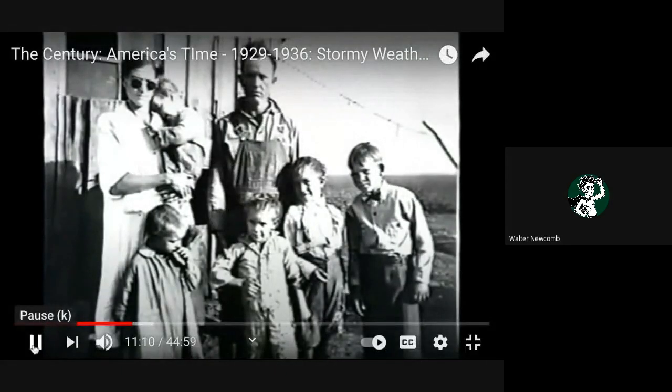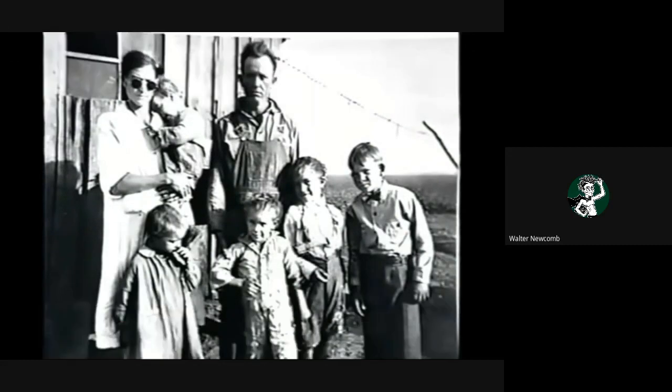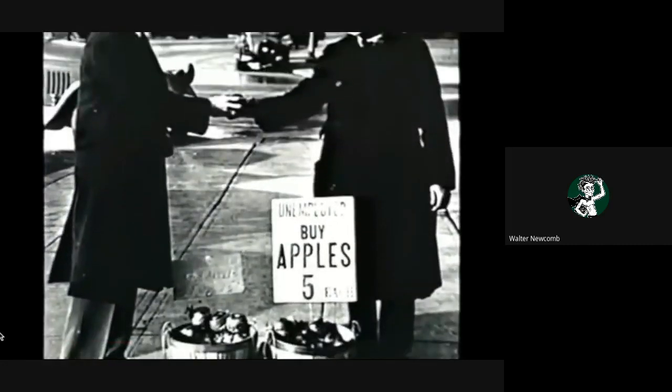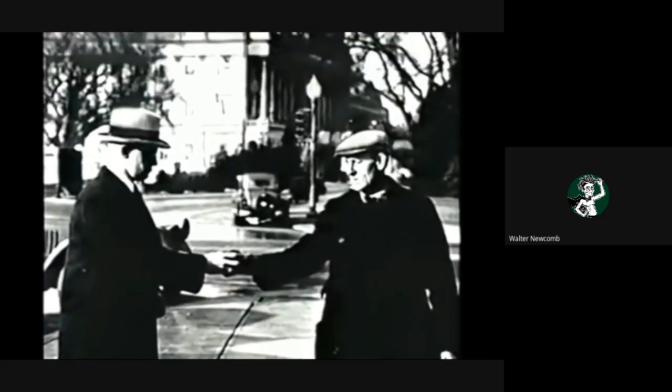One year after the crash, 4 million American families were without any means of support. Worse, they didn't know how to ask for help, and their government didn't know how to provide it.